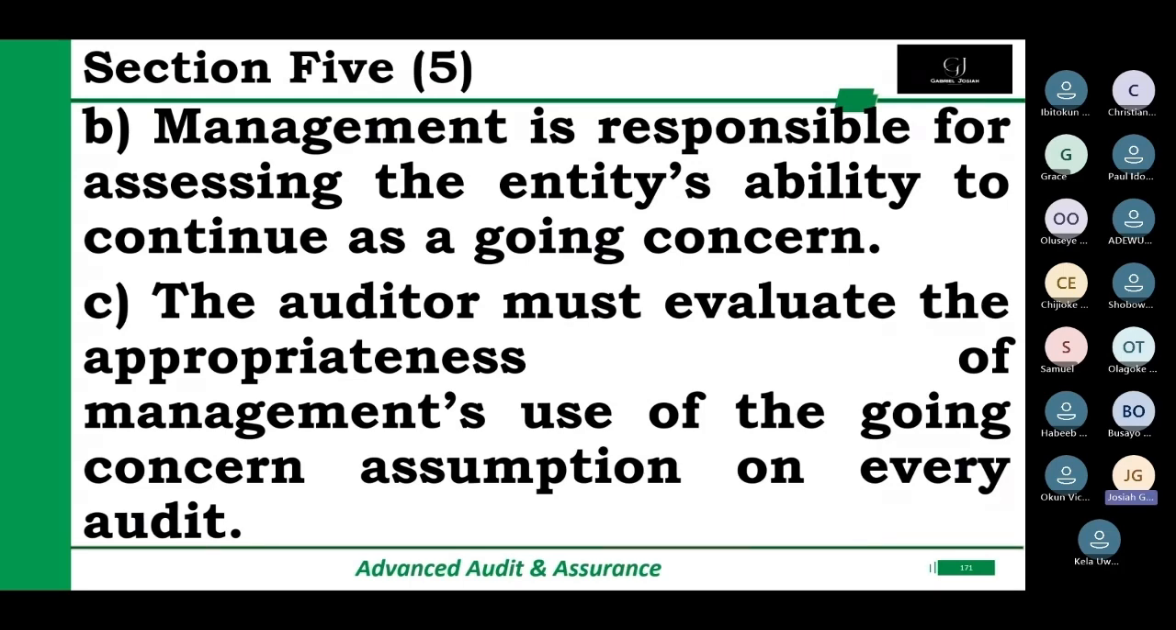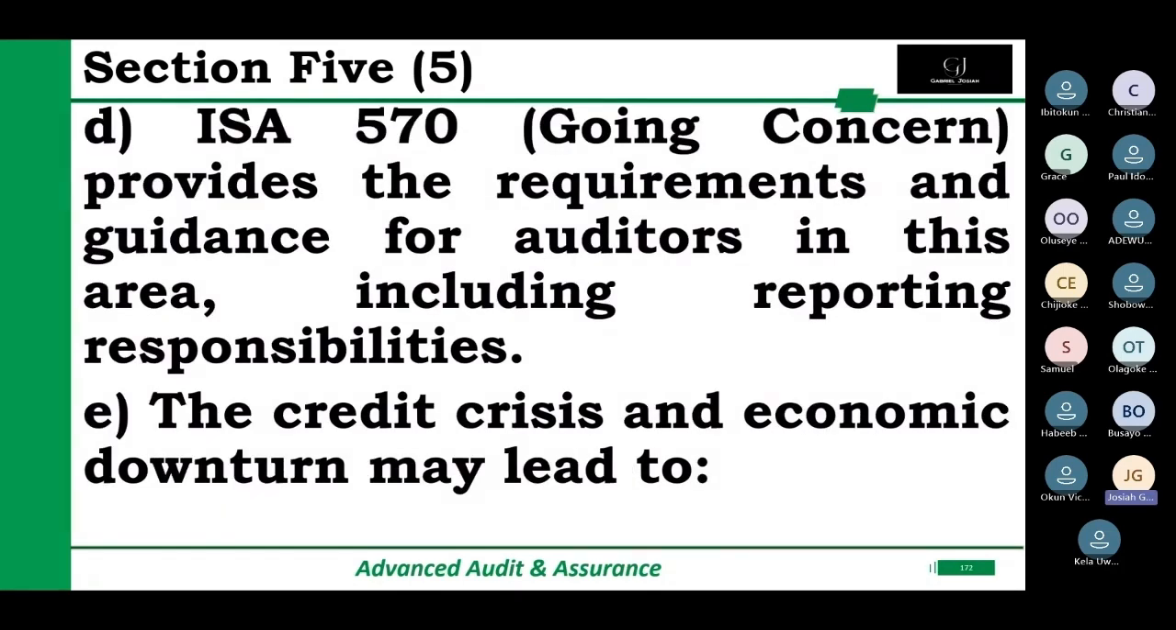So these are the responsibilities of the auditors. And number 4, ISA 570 on going concern provides the requirement and guidance for auditors in this area, and it includes reporting responsibilities on going concern.